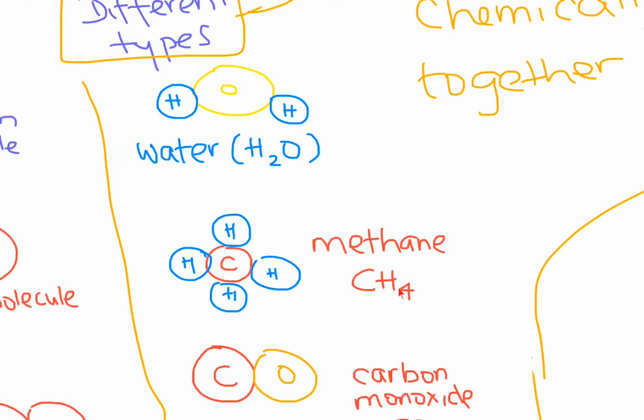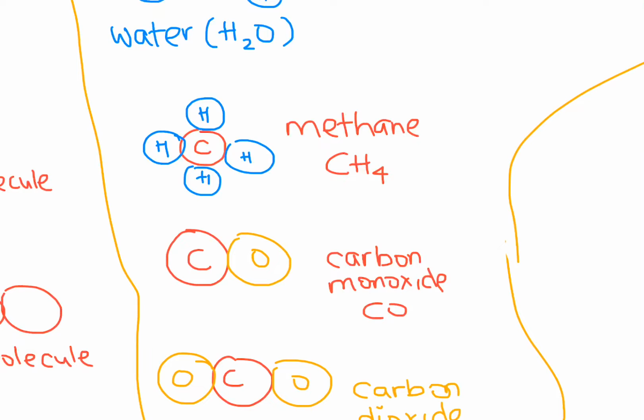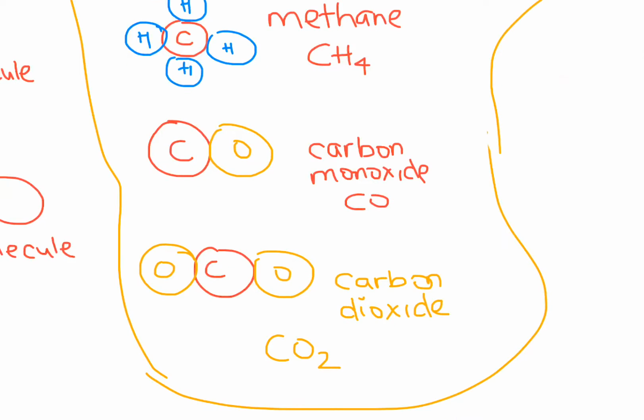Methane is CH4. There is one C and 4H. That's why it's CH4. Carbon monoxide, there is one C and one O. This is why it's CO. And carbon dioxide, there is one C and two O. This is why it's CO2. So this is the formula.